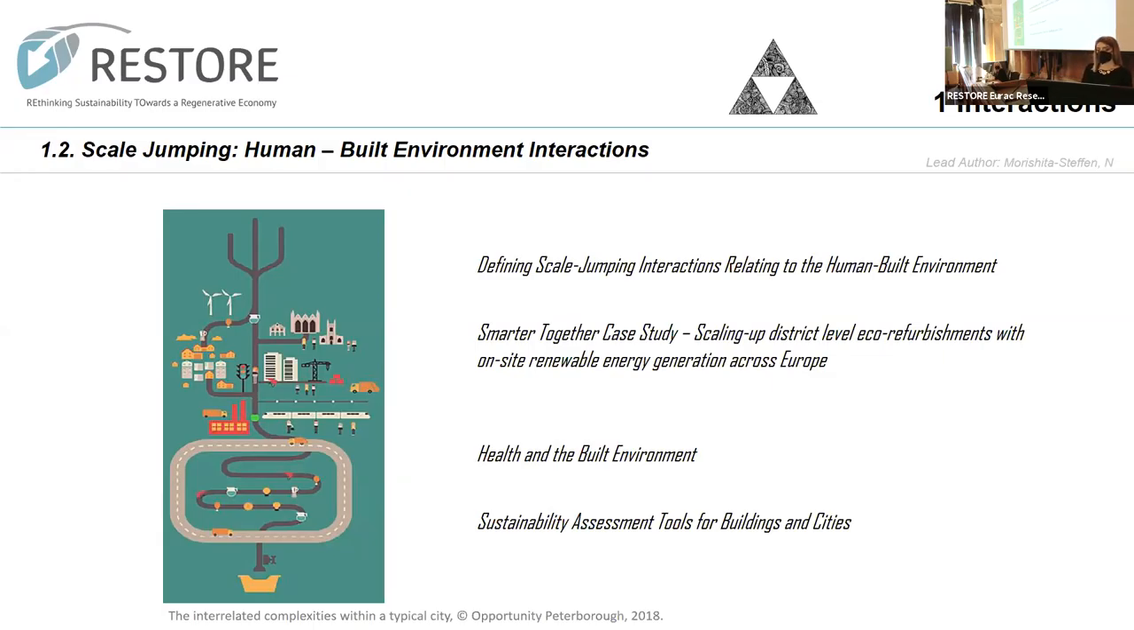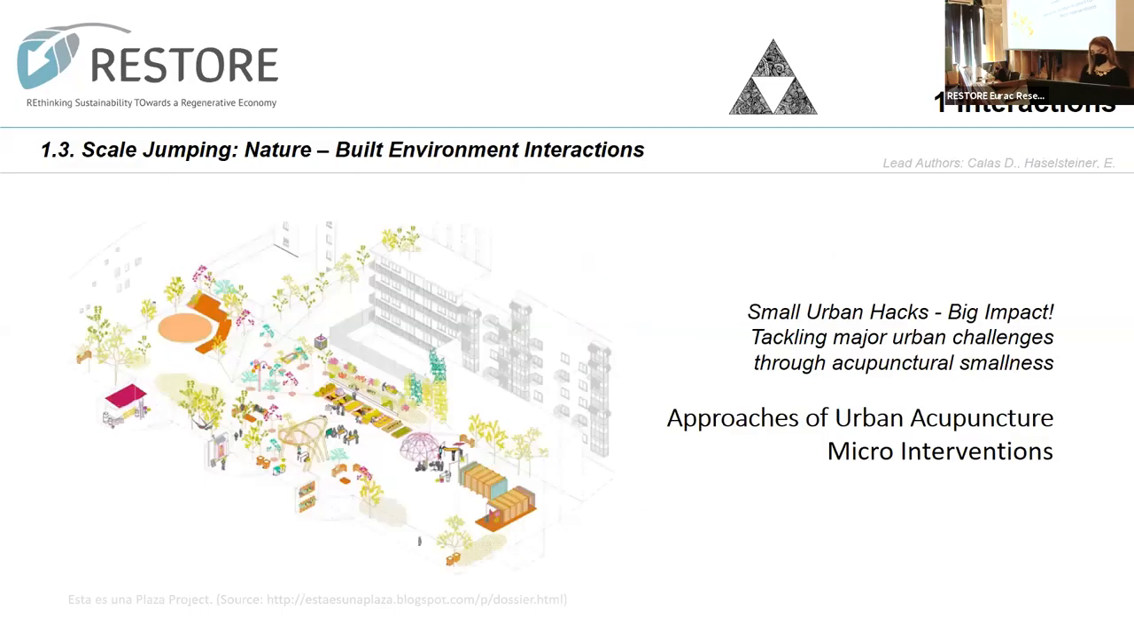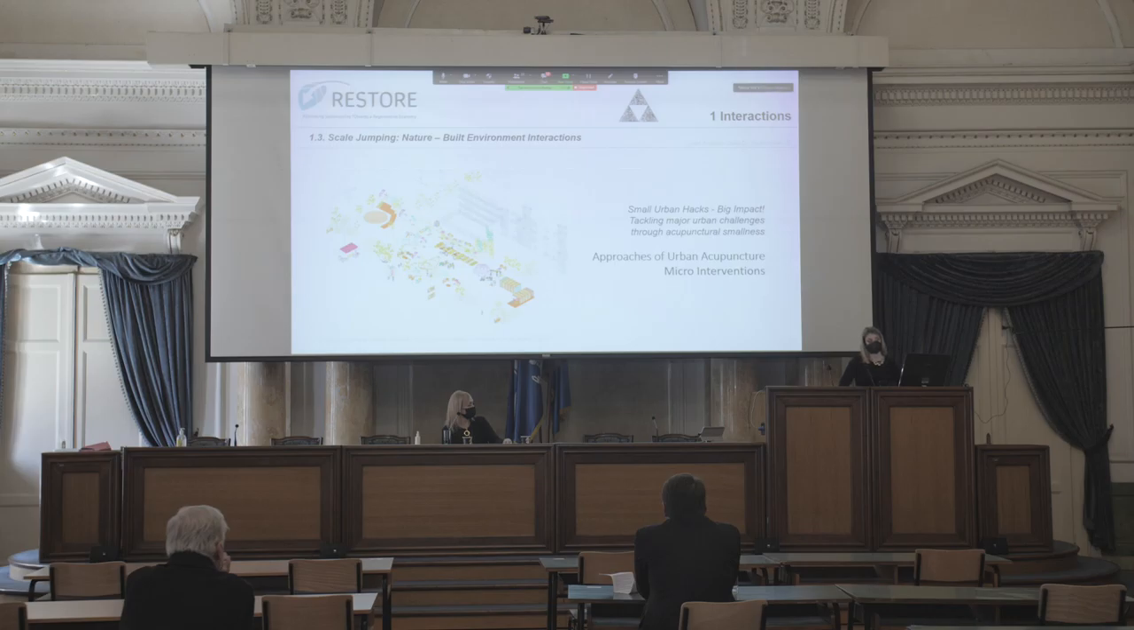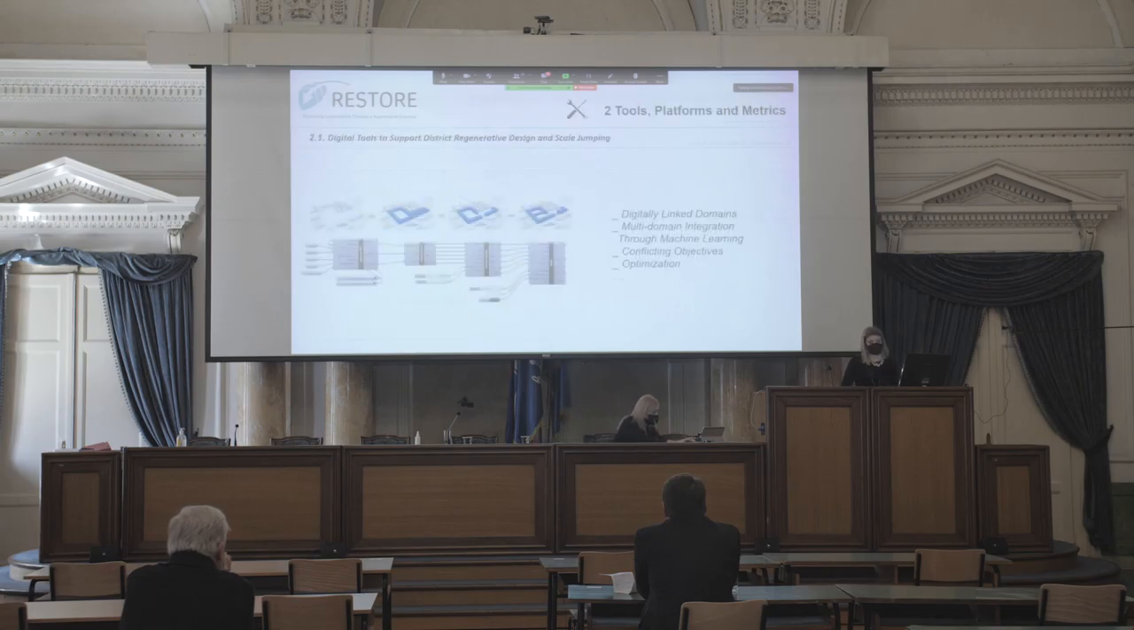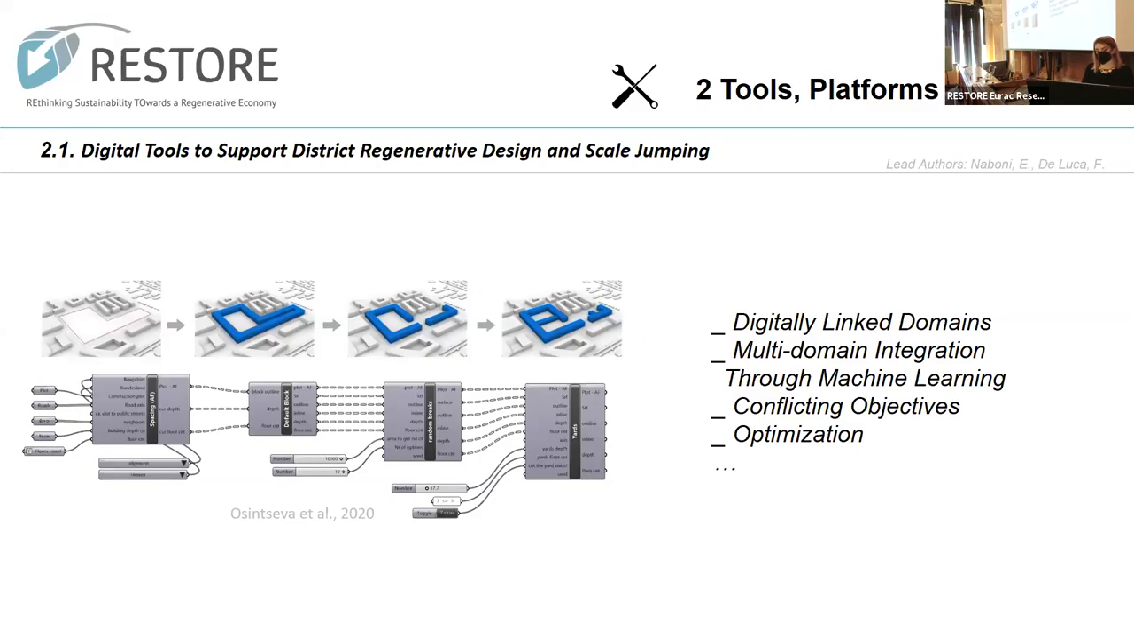So then we have built human and built environment interactions. Here we have more or less theoretical and practical examples, case studies, research. You can see some of the structure of the research in scale jumping nature built environment interactions. We again dealt with the issue of scale and how small urban hacks can actually achieve big impact, or can we tackle major urban challenges through aquapastoral smallness? And here many case studies were presented in a very short and informative way.